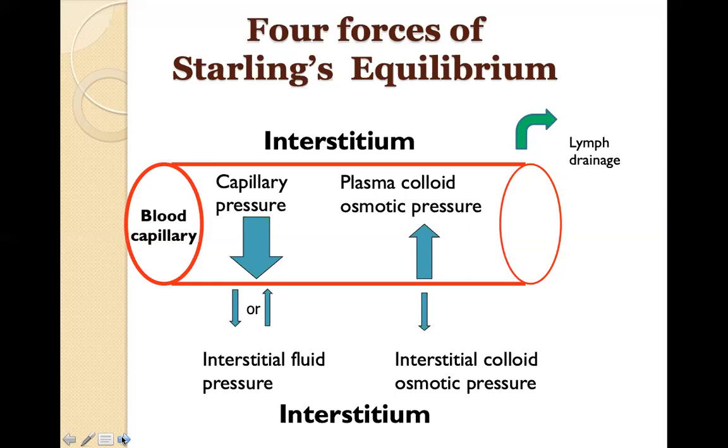Similarly, there are some colloids or proteins out in the interstitium, and those colloids like to attract water just as the ones do inside the blood vessel. Only because there are so many fewer colloids in the interstitium, that interstitial colloid osmotic pressure is markedly less than it is inside the vessel. So these are four forces that work together that pretty much balance the fluid inward and outward flow between the blood capillary and the interstitium.